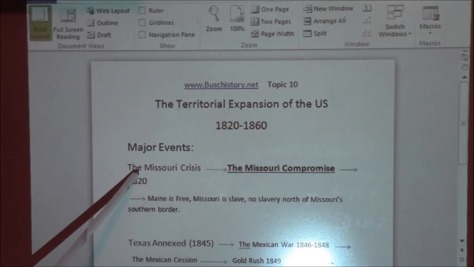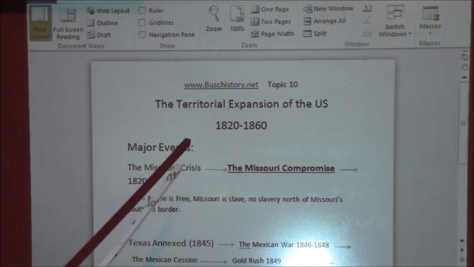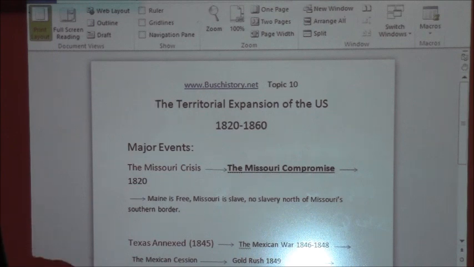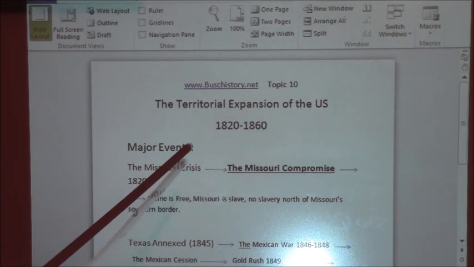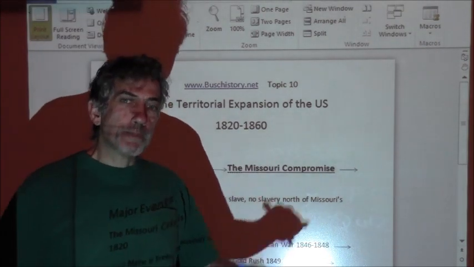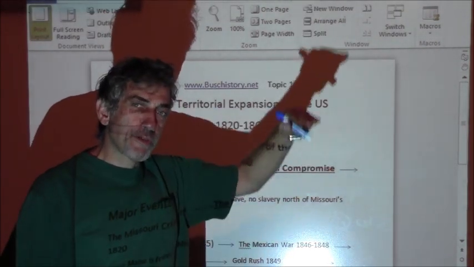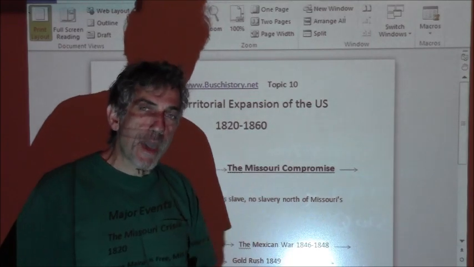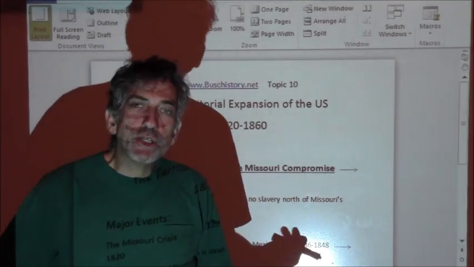In 1820, enough settlers are in Missouri that they want to become a state. Well, the problem is Missouri is in the middle of the United States. It bumps up a little bit from the southern part and bumps down from the northern part. It's right smack dab in the middle. I'll show you a map of that in a minute. And what do you do with this?